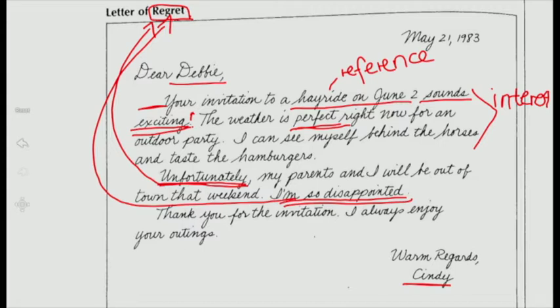And then finally, you say, thank you for the invitation. I always enjoy your outings. So it's not a matter of what I experienced when I'm with you. It's not a matter of being disinterested in what you're offering, but it's only that I'm held up. I've got other commitments. That is why I cannot honor your invitation.